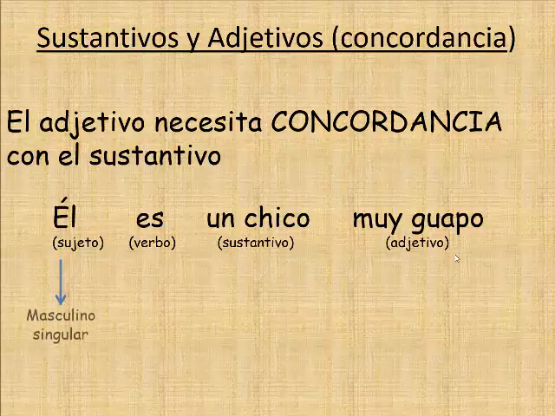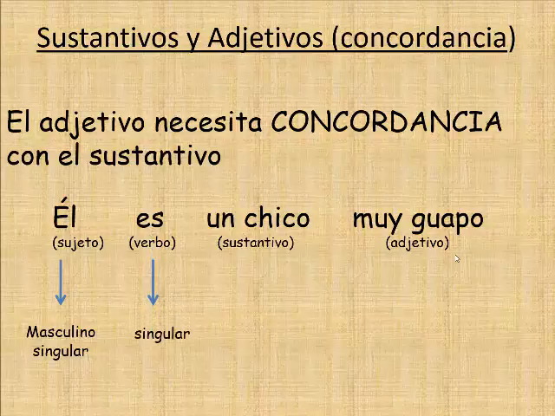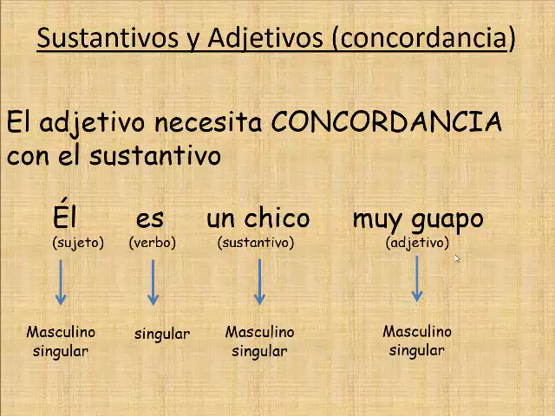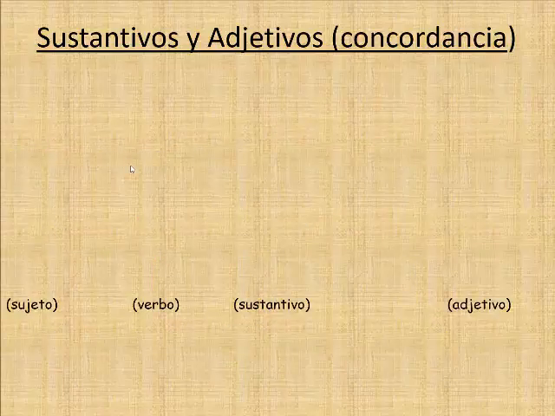Okay, so here we go. Él is masculino singular, the pronoun. Es is going to be singular. Remember that verbs do not have gender. Él es, ella es. We just have verb conjugation. There's no gender to them. Un chico is going to be masculino singular. Muy guapo is going to be masculino singular. And in this case, we're just talking about guapo. So this whole sentence basically is in masculino singular. Okay, and we see that our sustantivo is masculino singular. Okay, so it agrees with guapo. Un chico, guapo.